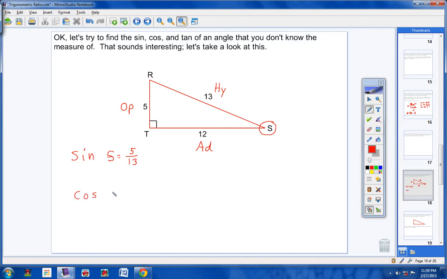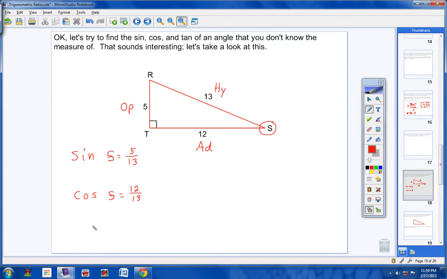Alright, let's find the cosine of S. The cosine of S. Alright, well, the trig ratio for cosine is adjacent over hypotenuse. So adjacent 12 over hypotenuse 13. So 12 over 13.